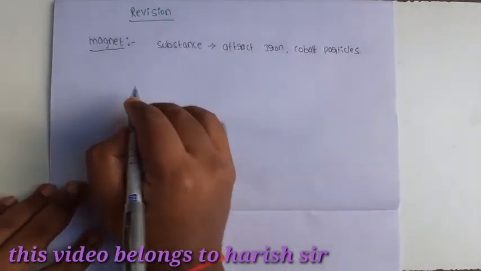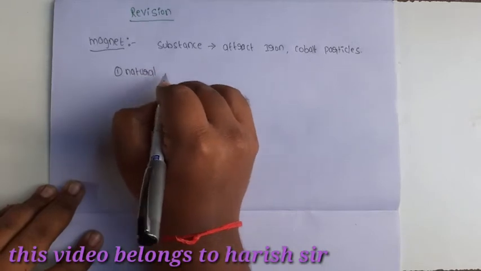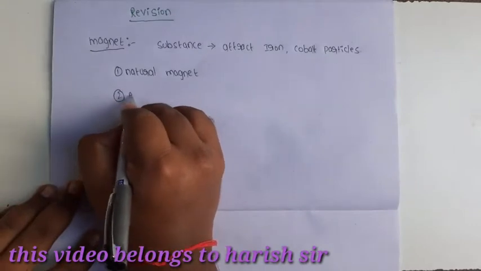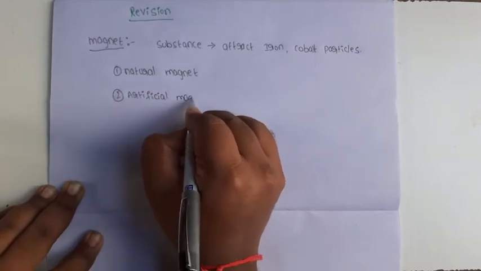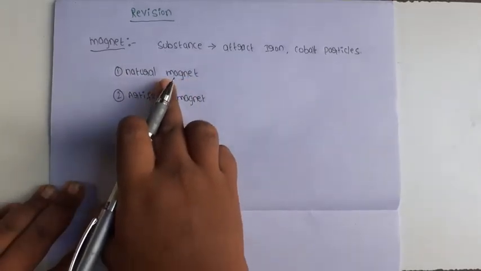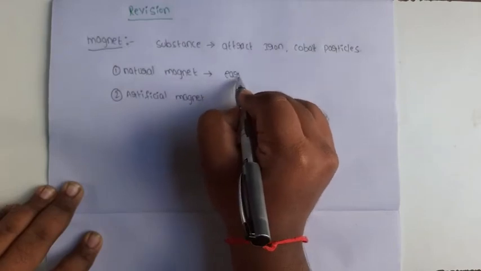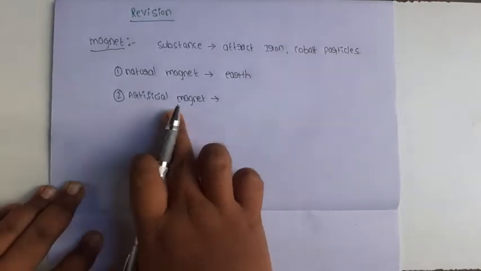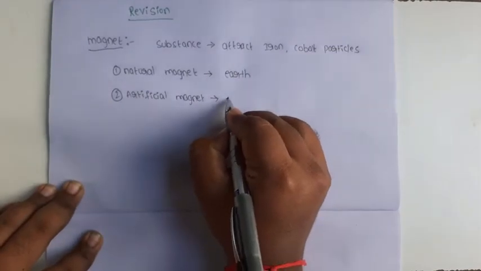How many types of magnets are there? The first one is the natural magnet. The second one is the artificial magnet. What is meant by a natural magnet? It is a magnet that is available from the earth or nature. Okay, an artificial magnet is available artificially.